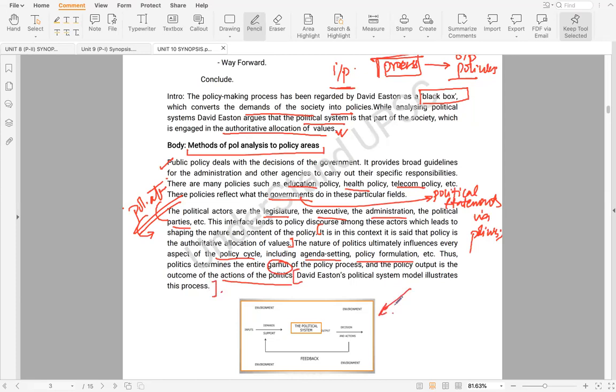Even if you do not know this, that's okay. It's too much in detail, but still. So we have here tried to establish how policy is all about politics. Yes, so we have tried to include the diversification in terms of the actors, so legislature, executive, administration, political parties, how they decide the discourse of the policy, which ultimately leads to shaping the nature and content of the policy in the first place. That is why we say that it is the authoritative allocation of values. It is only the policy which influences the agenda setting as well as the policy formulation, etc. Therefore, the entire gamut of the process is defined in terms of politics.